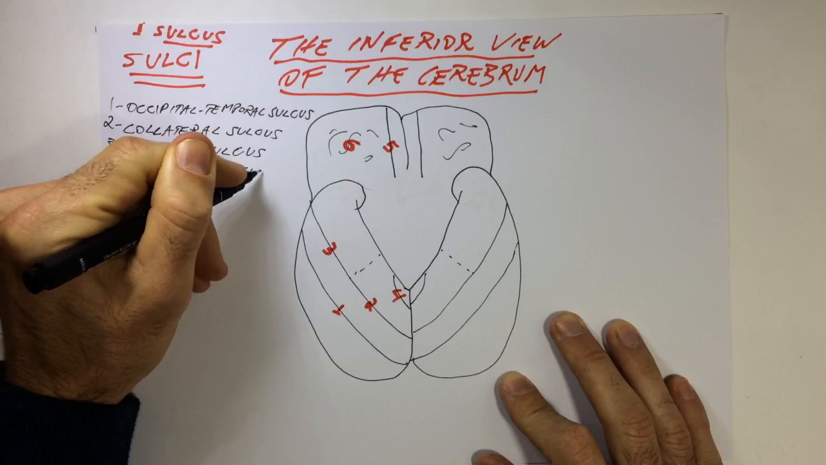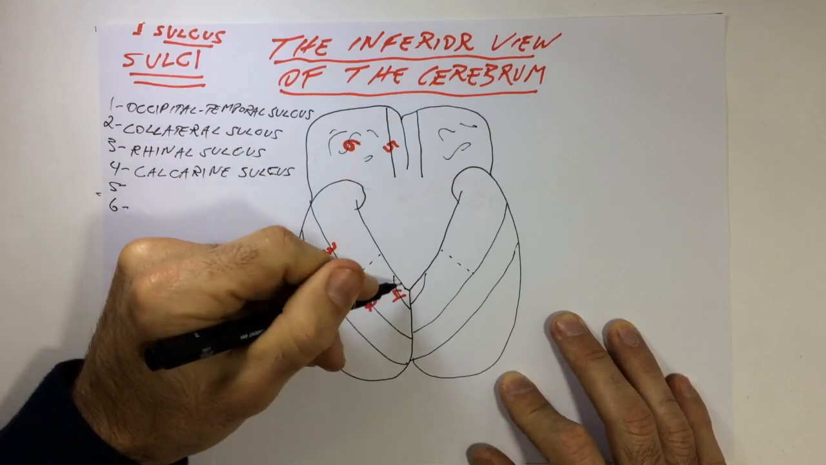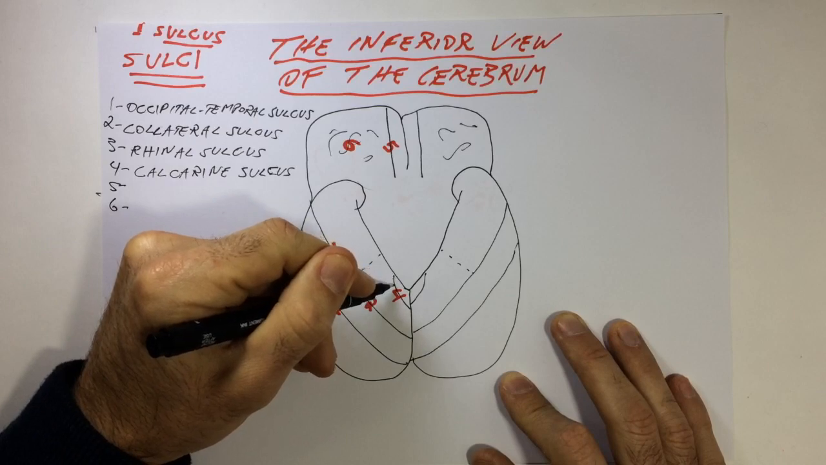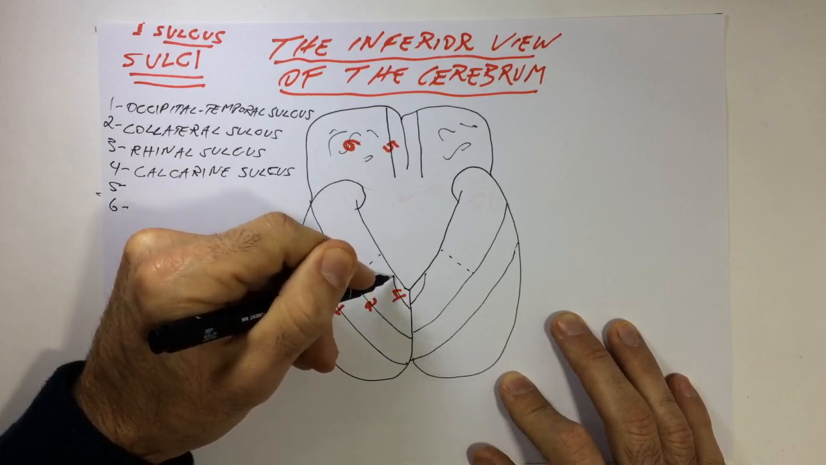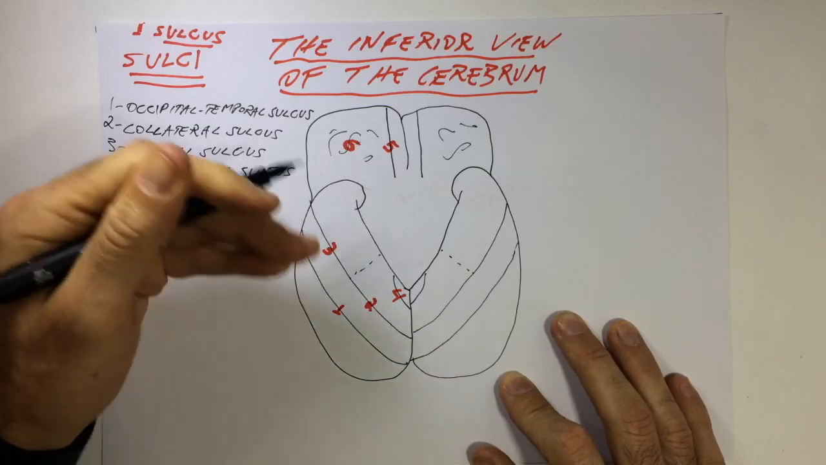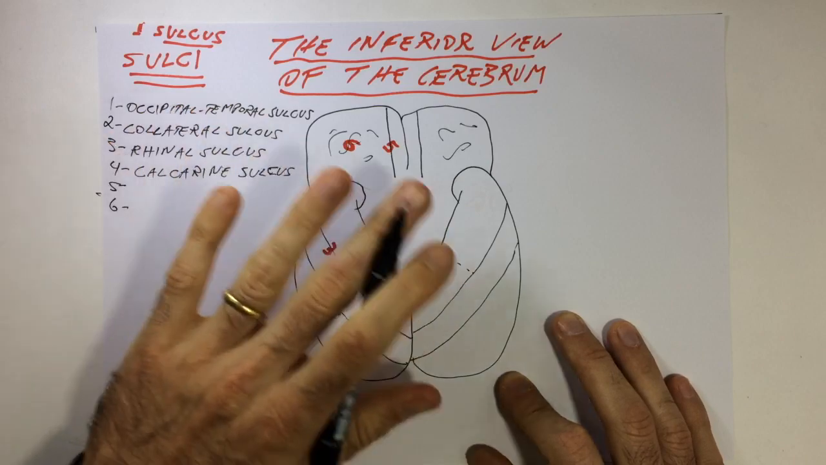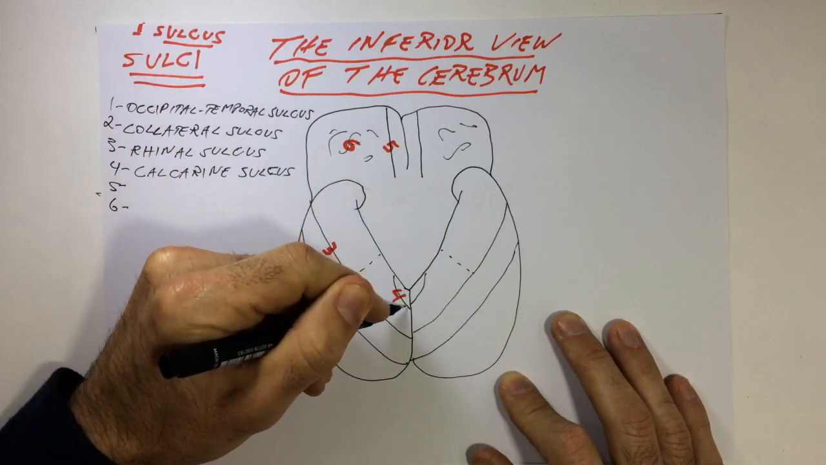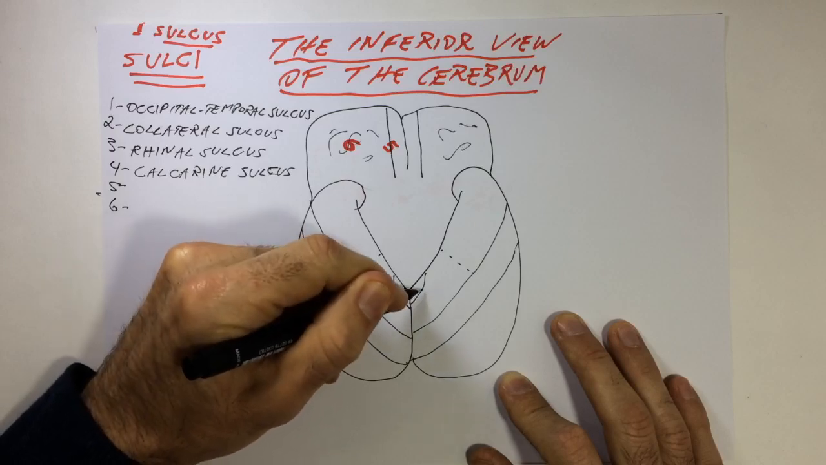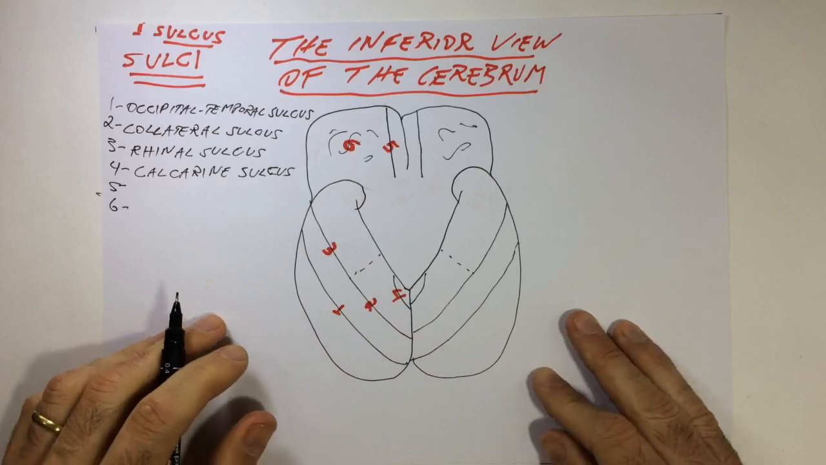Calcarine sulcus. And it's actually one of the main regions of the brain related to visual sensation. So all the visual stimuli that we get out of the environment end up getting here around the calcarine sulcus in both hemispheres. So this is related to visual sensation.